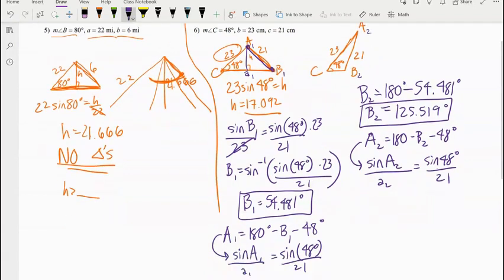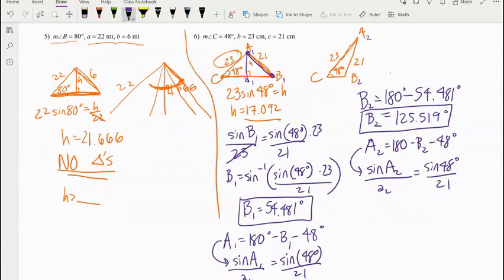But the important thing here is understanding when you have the ambiguous case of law of sines with two triangles. It's when the side opposite the given angle is a number in between the height and the adjacent side. If it's greater than the adjacent side, then that's just going to be one possible triangle. If it's less than the height, like in number 5, then there are no triangles. And if it's equal to the height, then that means you have a right triangle, so there's only one possible triangle.